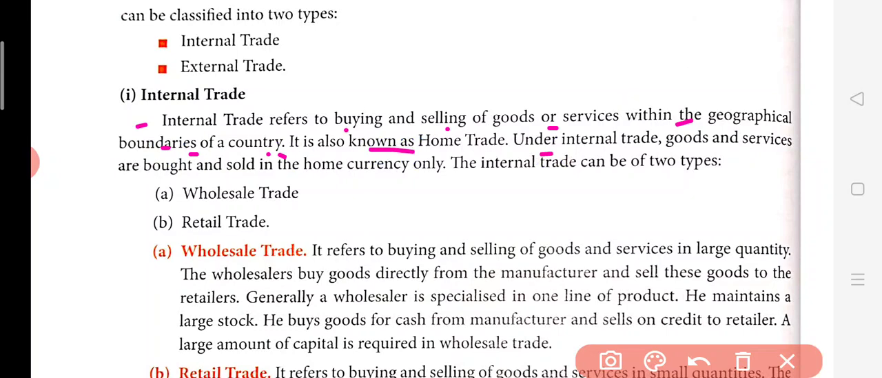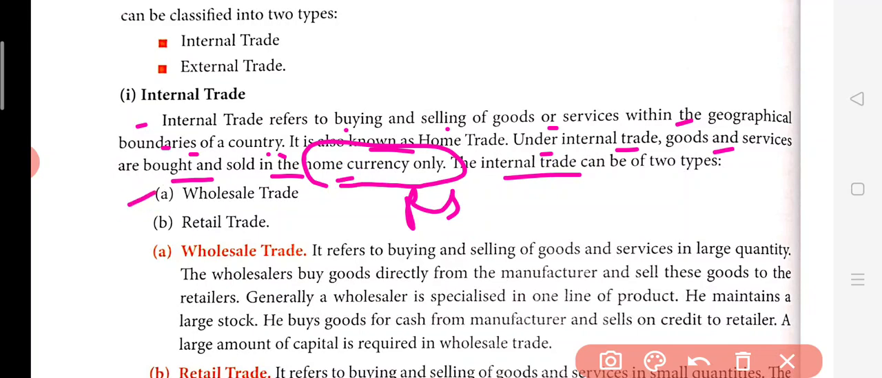Under internal trade, goods and services are bought and sold in the home currency only. Suppose you are doing business only in India, then you will simply have to deal with rupees, because no international currency like the dollar or Japanese yen is used here. So this is internal trade. It takes place in home currency only. In India it will be done in rupees. Wholesale trade and retail trade are examples.